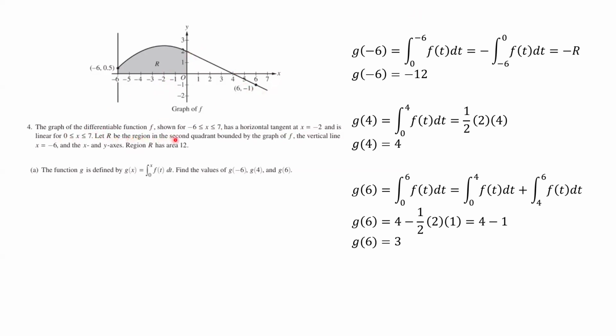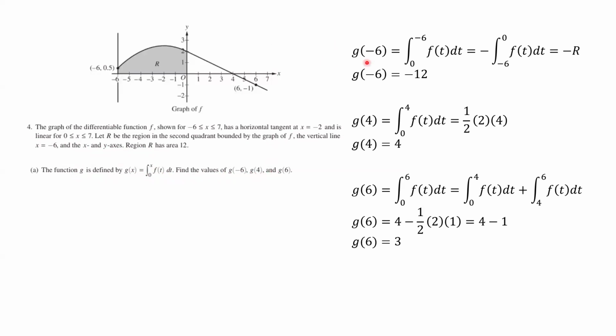Let R be the region in the second quadrant bounded by the graph of f, the vertical line x = -6, and the x and y axes. Region R has area 12. The function g is defined by g of x is the integral from 0 to x of f of t dt. Find the values of g of -6, g of 4, and g of 6.